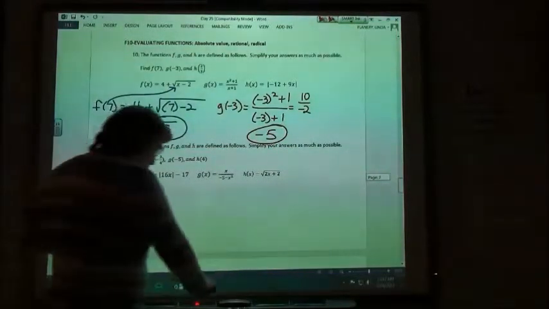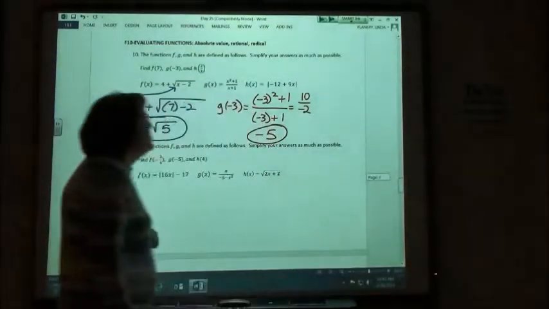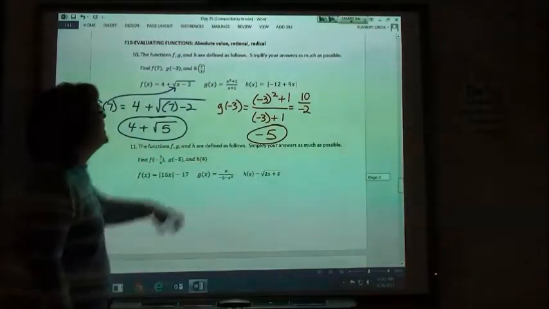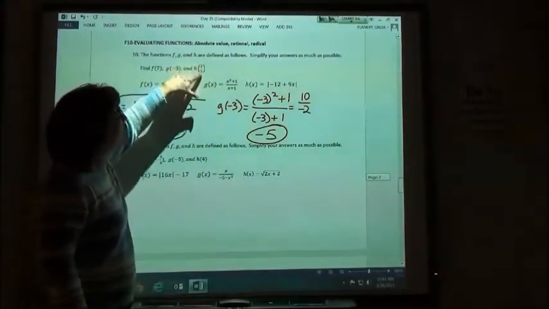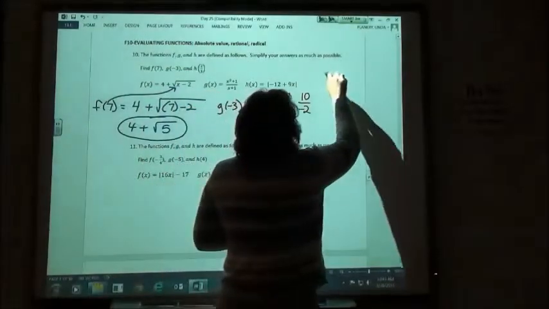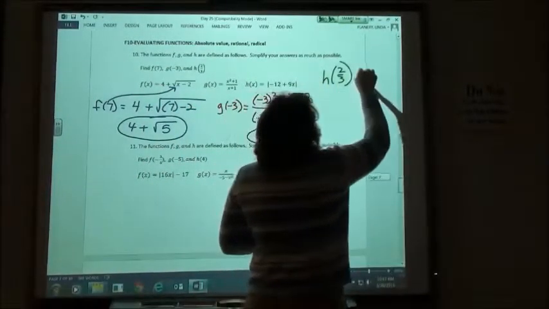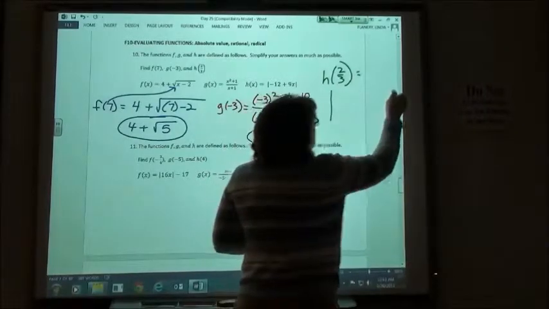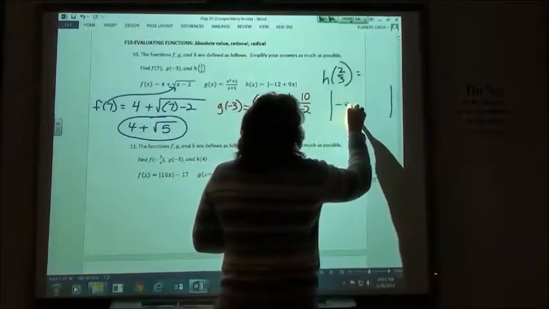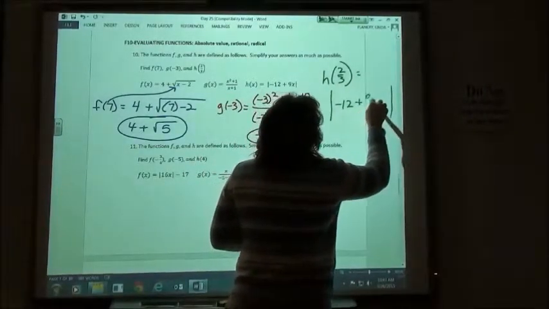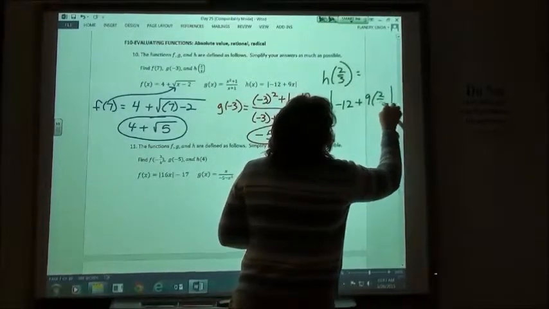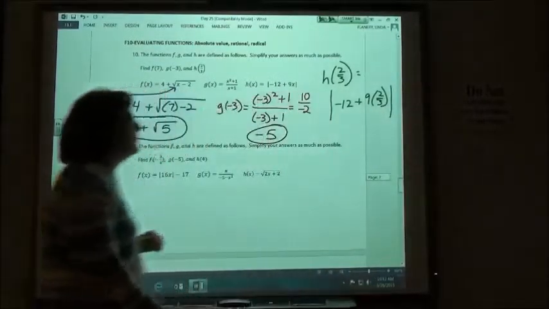I didn't leave myself a whole lot of writing space. We got a third one to do yet. The third one says we're going to do h of 2/3. So h of 2/3, this one's in those absolute value lines. We have negative 12 plus 9 parentheses 2/3.